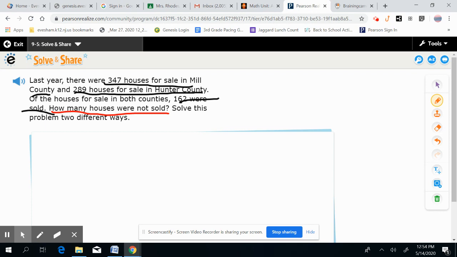All right, so hopefully you're noticing something in this problem. In order to find out how many houses were not sold, we have to do something first. There is something in there called the hidden question. You should be very familiar with the hidden question. So before we can figure out how many houses were not sold, we have to do something else first. I want you to think about that, and on your paper next to you, I want you to start solving.